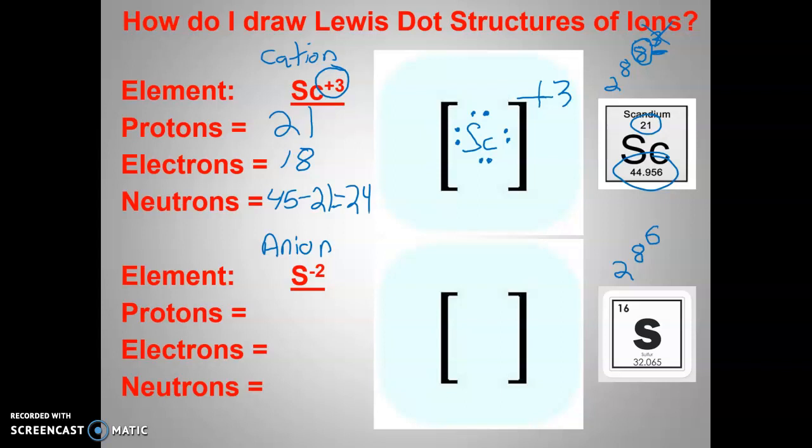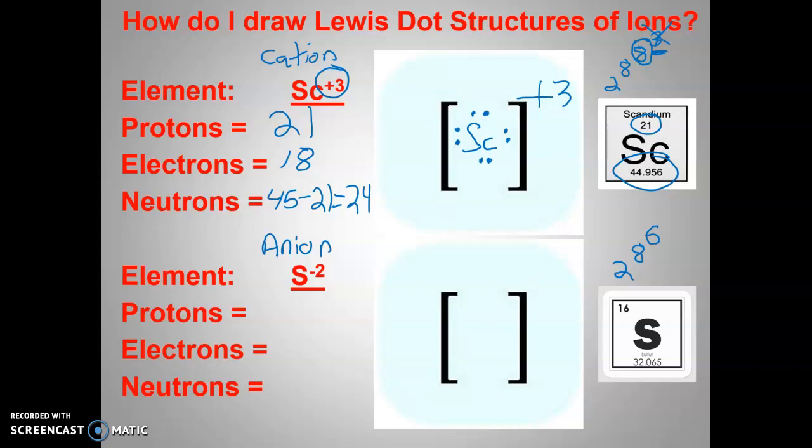It only needs 2 more electrons, so the odds of it just finding and picking up 2 more electrons from some other element like scandium that threw away electrons are pretty high. So once it gains those 2 electrons, it's going to fill its outer energy level and become stable.